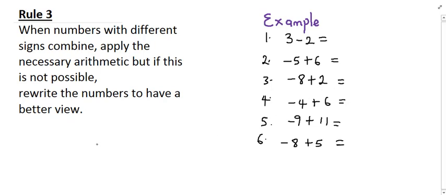let's continue. The next one says when numbers with different signs combine, apply the necessary arithmetic, but if this is not possible, write the numbers to have a better view. Okay, for instance, let's have minus 3 plus 4. This looks confusing, but just write it, and then you're going to be having 4 minus 3. And where's the answer? 1. Very much simple. Sometimes you just have to do the writing in your mind, just like mental math. You don't necessarily need to write it down.